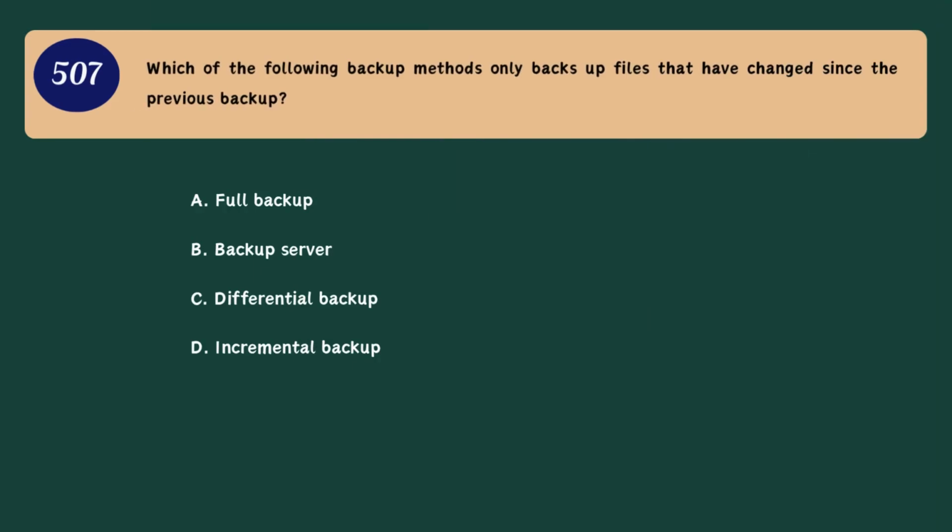Question 507. Which of the following backup methods only backs up files that have changed since the previous backup? A. Full backup. B. Backup server. C. Differential backup. D. Incremental backup.